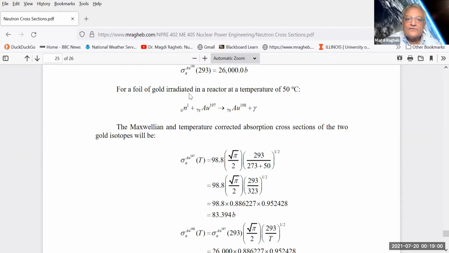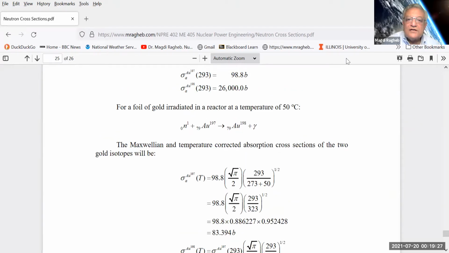But when you calculate the cross section for absorption here, you take that number and you have to modify it by the Maxwellian correction, the square root of pi over 2, and the temperature correction. 293 is the room temperature, but here you are operating it at, say, 50 degrees Celsius in a nuclear reactor, so you find that you get a big difference. Instead of getting the absorption cross-section as 98.8 barns, in fact, at this higher temperature, it is only 83.3 barns, so that's almost 10% difference.